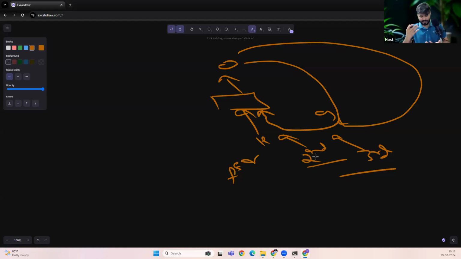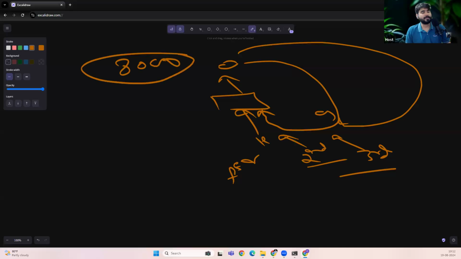Because let's say we are using ChatGPT, the free version, and we have some token limit. Let's say the token limit is 8,000. If you cross 8,000, you can't use ChatGPT on the same day. After 24 hours, or I think after 6 hours, we can use ChatGPT again. Okay, so it's the same thing here.